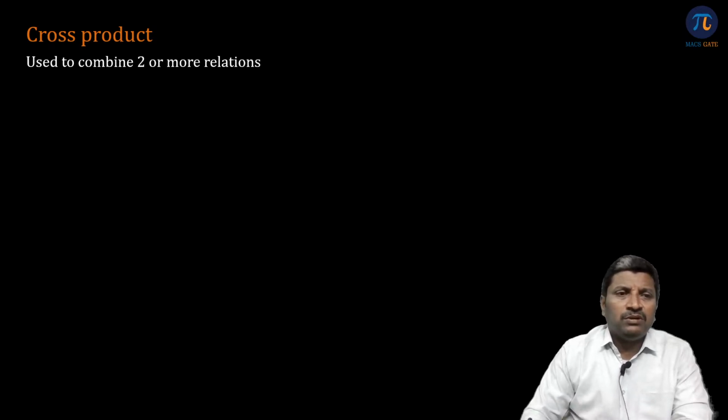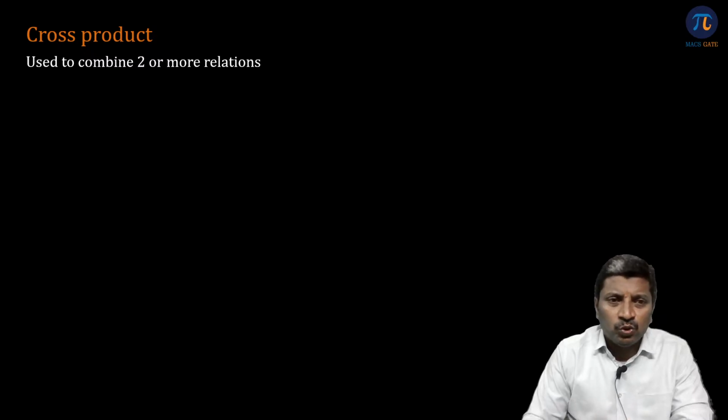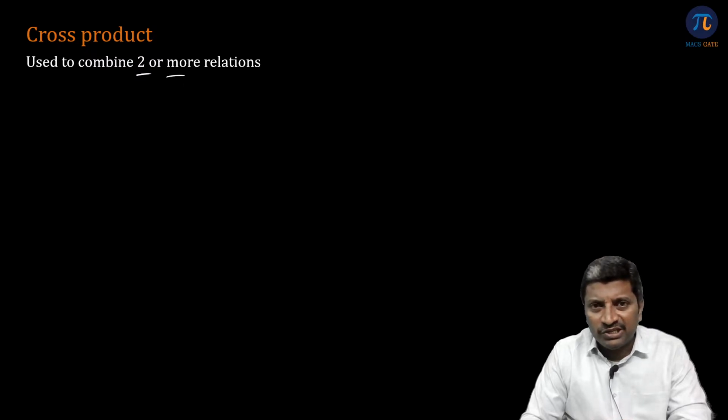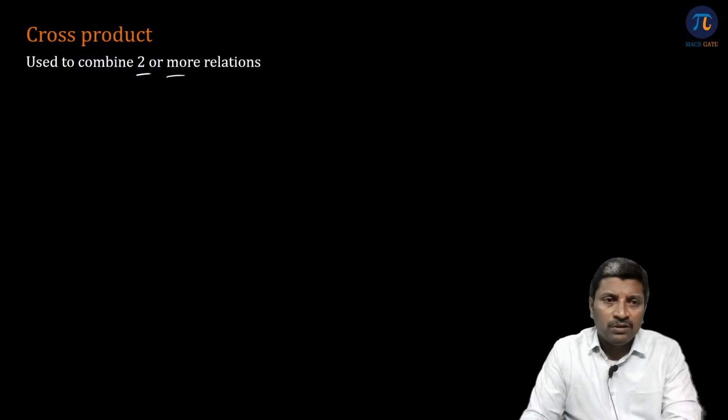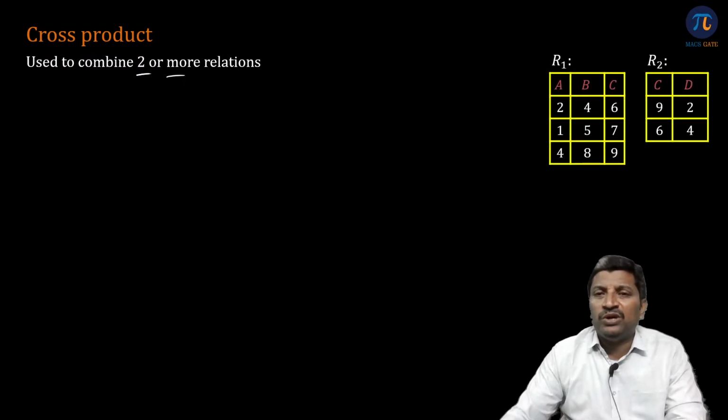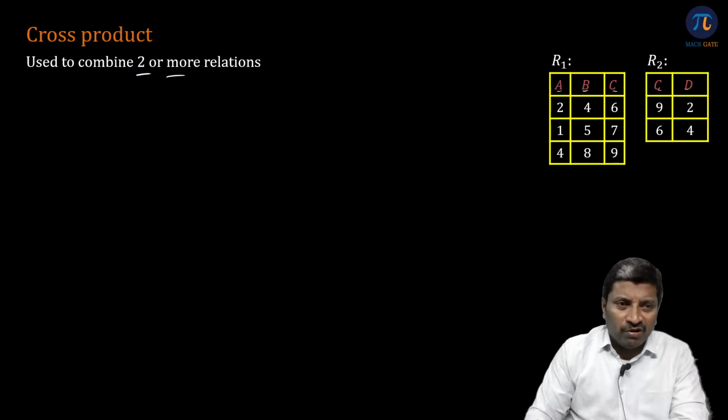So in general, the cross product is used to combine two or more relations. No need to have always only two relations, sir. We can have even more than two relations also. Suppose I have two relations R1, R2. R1 has three attributes A, B, C. R2 has two attributes C, D. Then how to form R1 cross R2?